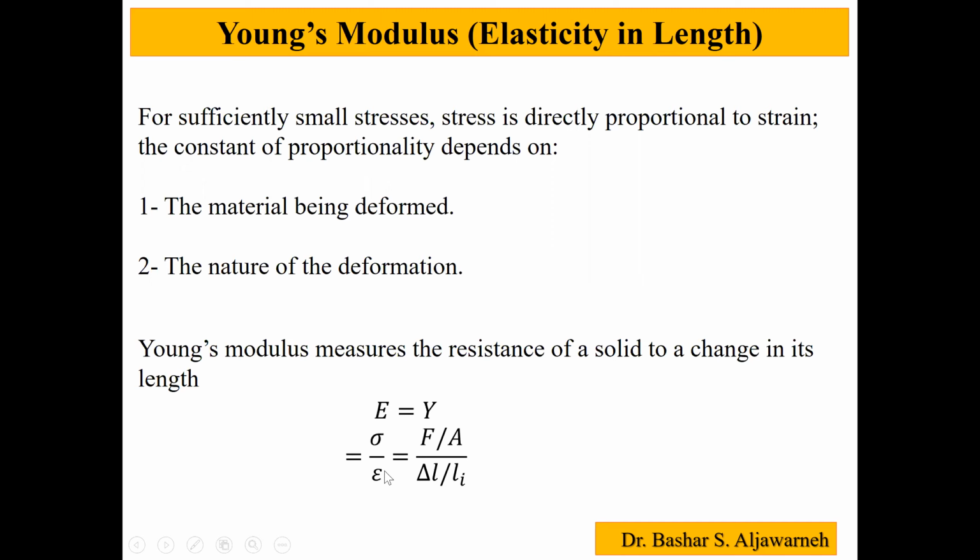As you can see here, the Young modulus in our textbook, either E or Y, equals stress divided by strain, and we know the stress is force divided by area, where the strain is delta L divided by L. And pay attention to the unit of the Young modulus, which is Newton per meter squared, because delta L over L, or the strain, has no unit.